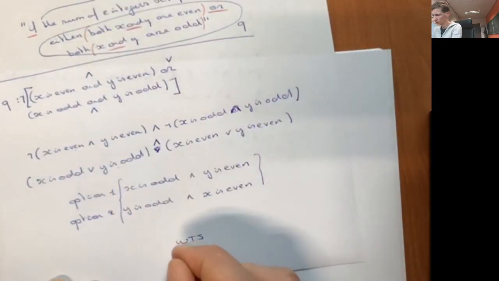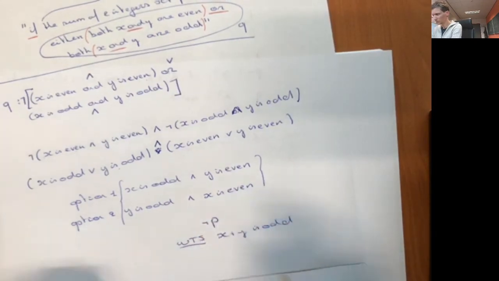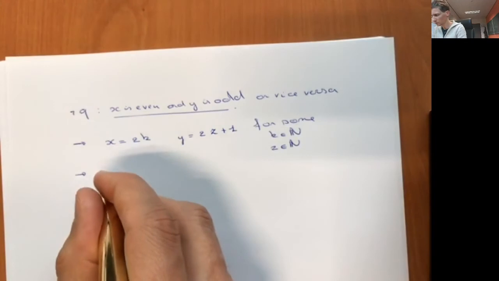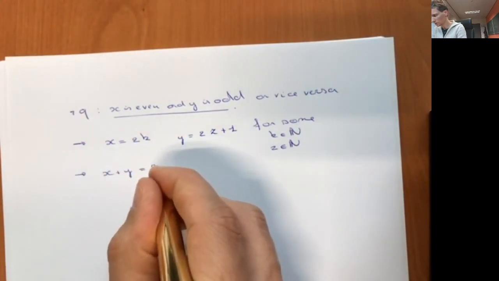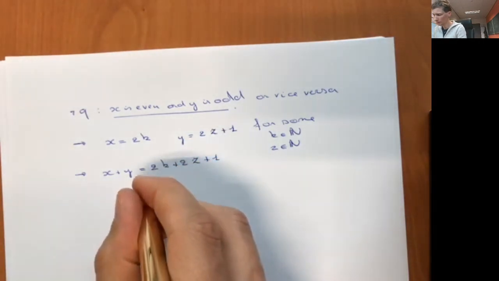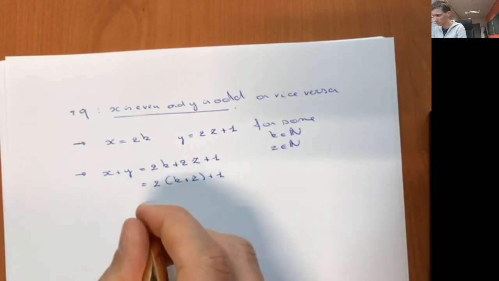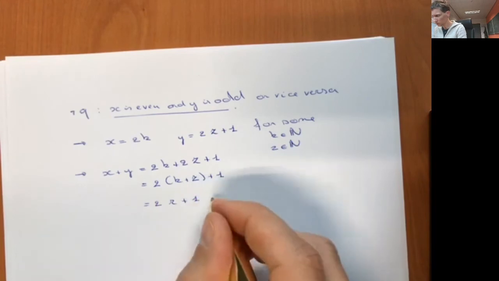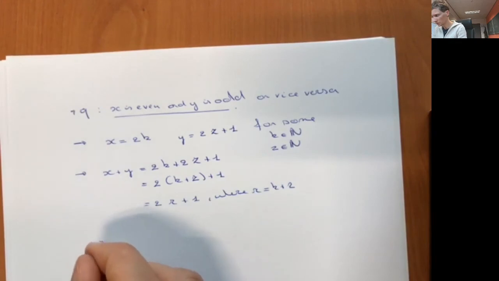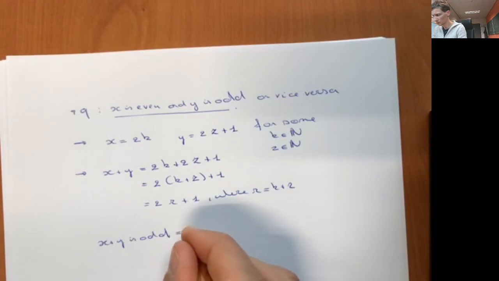So we want to show X plus Y is odd. This is negative P. So how do we get to negative P? Well, we just take the sum of X and Y. So we have that X plus Y is equal to 2 times K plus 2 times Z plus 1. This is equal to 2 times (K plus Z) plus 1. It's 2 times R plus 1, where R is equal to K plus Z. So we see that X plus Y is odd, and this is the same as negative P.